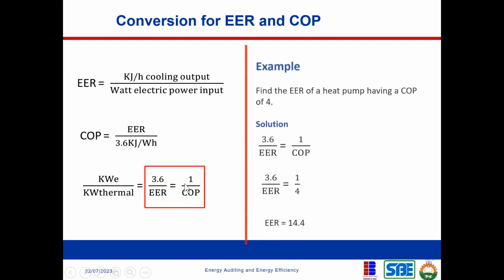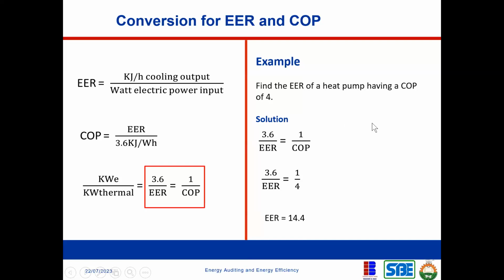So this is an example just to make us understand this clearly. Find the energy efficiency ratio of a heat pump having a coefficient of performance of 4. Like I told you, coefficient of performance is mostly for heat pumps. But somebody might say, look, I don't understand this concept about heat pumps, I want you to translate it to me in energy efficiency ratio. So how do you convert it?